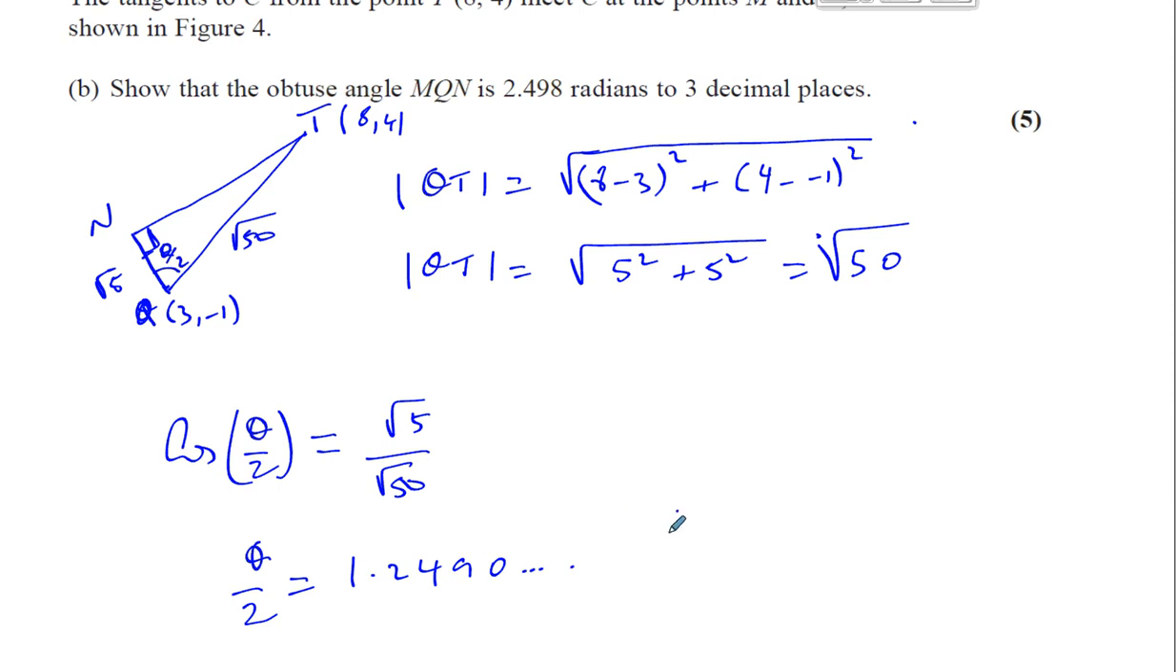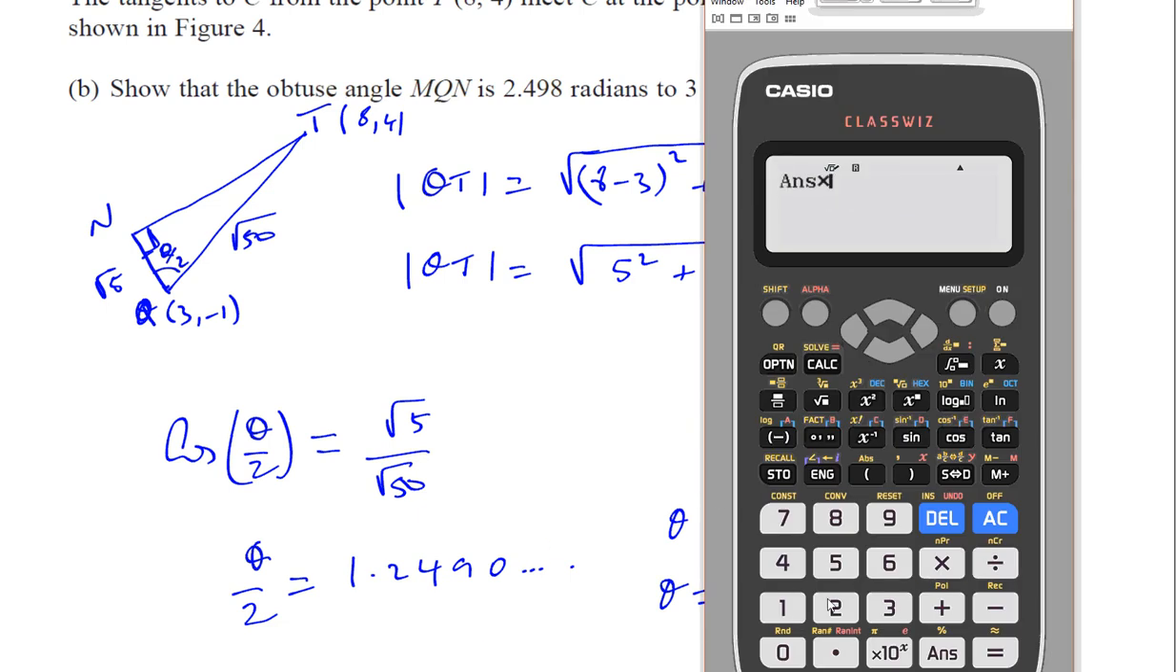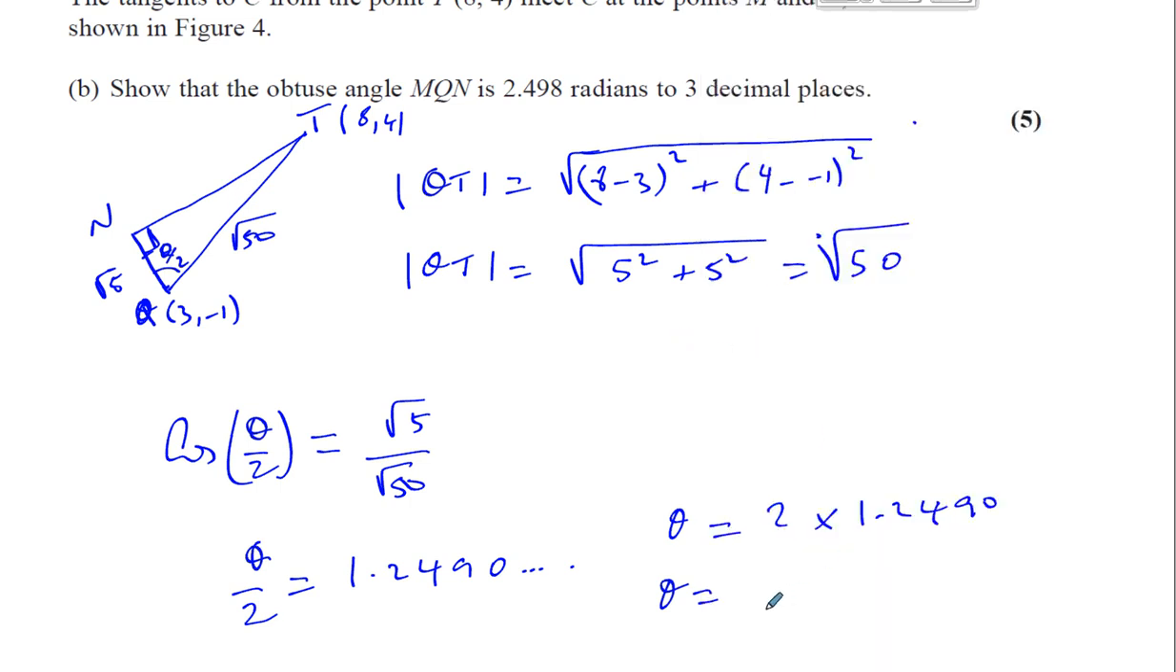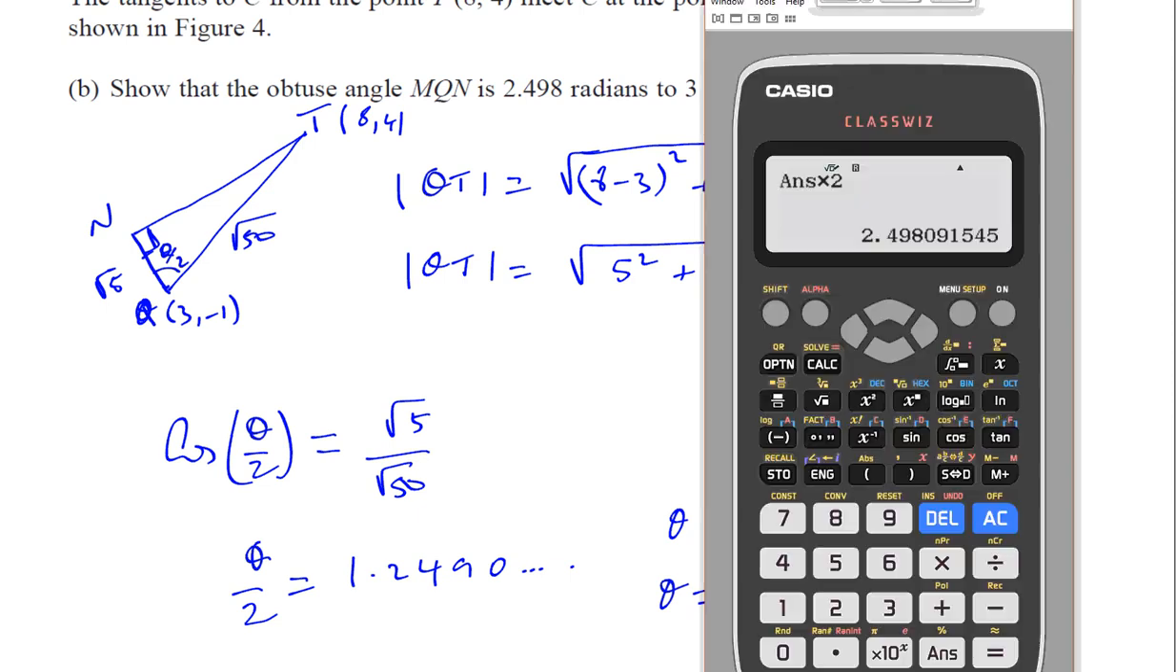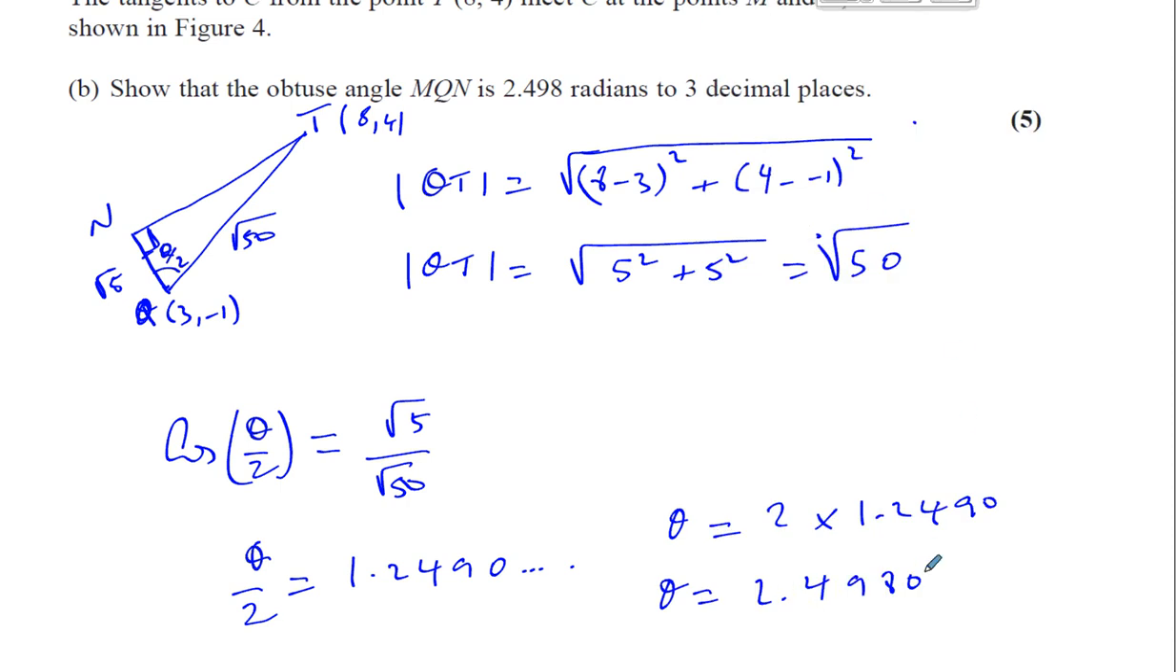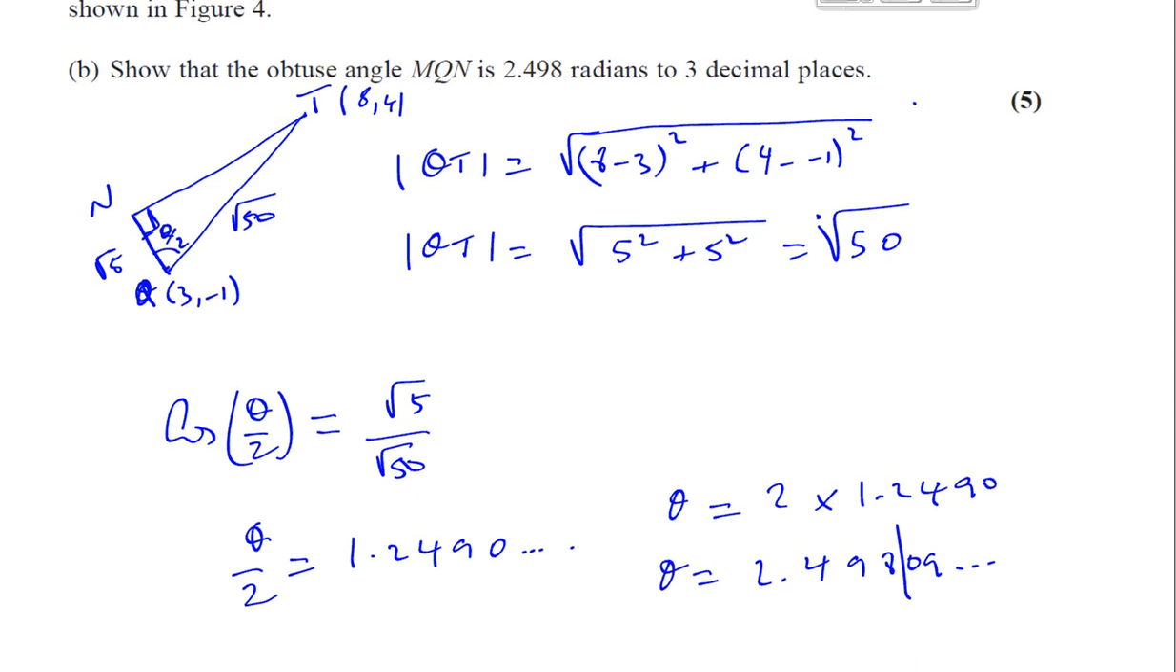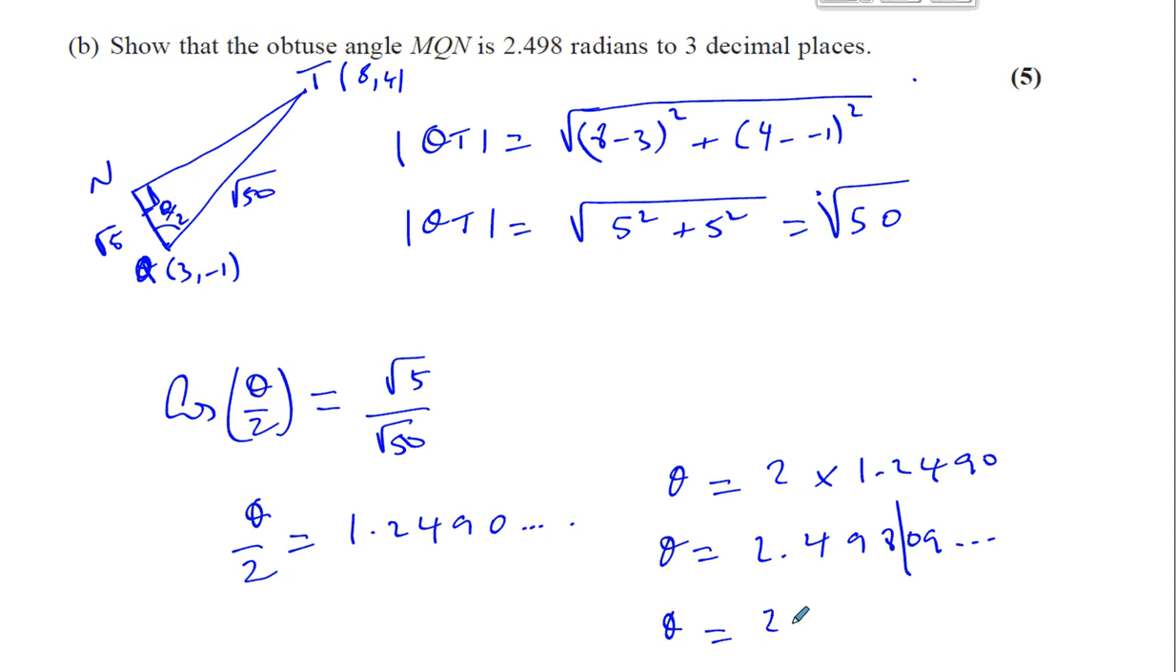Then the angle I need is 2 times that answer, 2 times 1.2490, which gives us 2.4980, and the digits continue like that. So to 3 decimal places, that's 2.498, exactly as we're asked to show. So the angle is 2.498, and that's in radians. That's our answer for this question done.